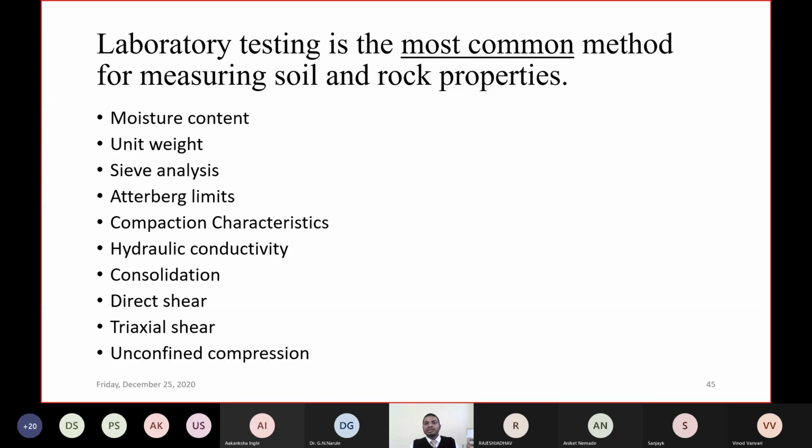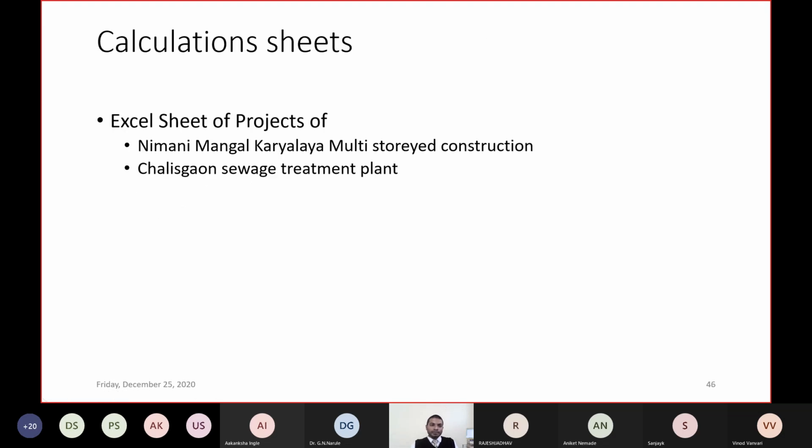And further laboratory testing is done, which are the most common methods that we have already covered in the academics. So I'm just listing them: moisture content, unit weight, sieve analysis, Atterberg limits, compaction characteristics, hydraulic conductivity, consolidation, direct shear test, triaxial test, unconfined compression test. So these are the tests conducted in the laboratories. Based on the data obtained from the field, that can be analyzed further. Let me show you the design sheet that I have developed.